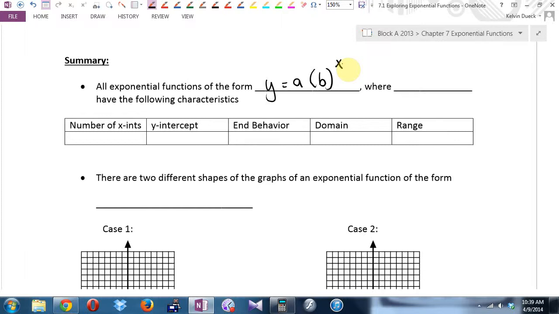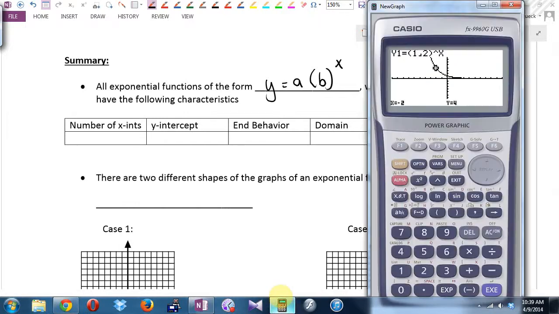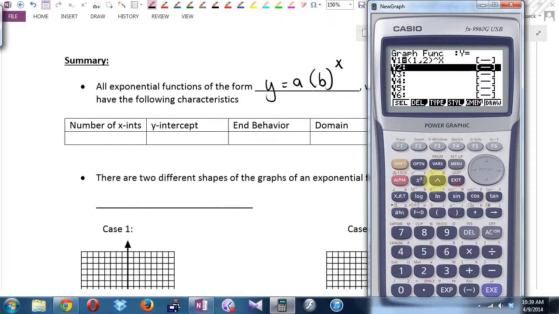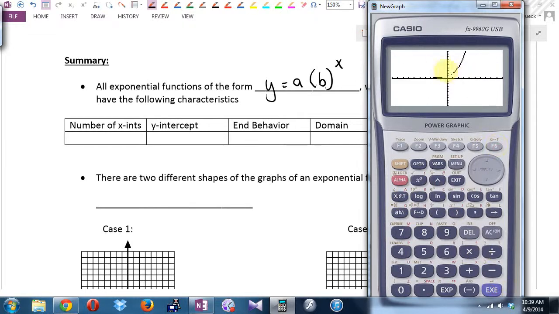There are some restrictions. First of all, the base itself can't be negative. So I'm gonna make a little note here where b has to be bigger than 0, can't be negative, has to be positive. By the way, if you try graphing negative 2 to the power of x, it has weird gaps, it goes all haywire. So the negative base no longer follows the pattern properly.